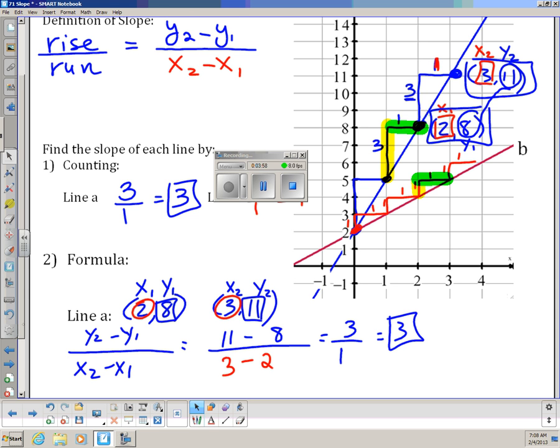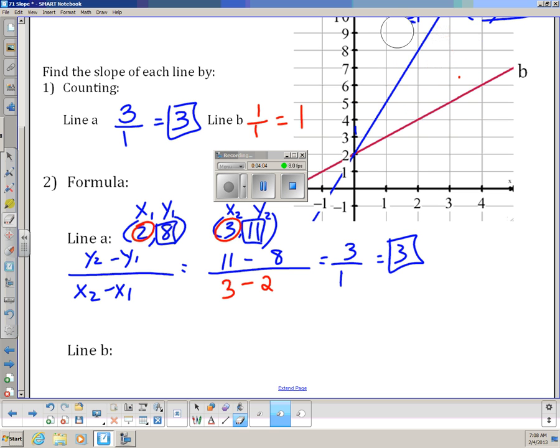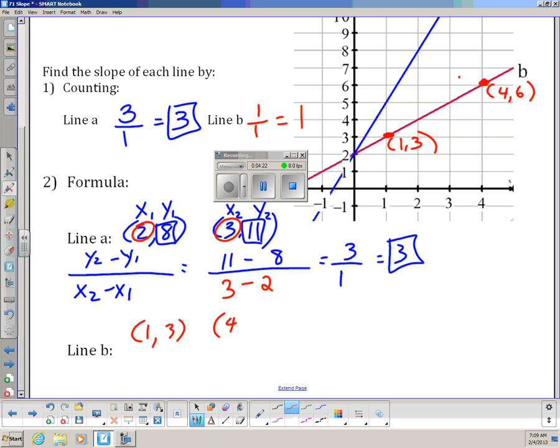Now I want to do it for line B. So for line B, I can choose any 2 points on line B I want. Any two at all. So I'm going to be a little unique here. I'm going to choose this point, 1 comma 3, and I'm going to choose 4 comma 6. It does not matter which 2 points you choose as long as they're both on the line. So I'm going to have my 1 comma 3, 4 comma 6.